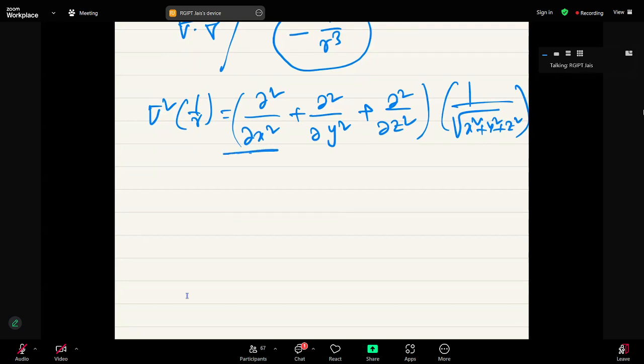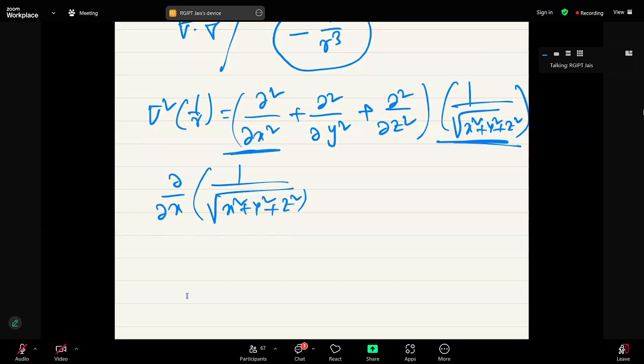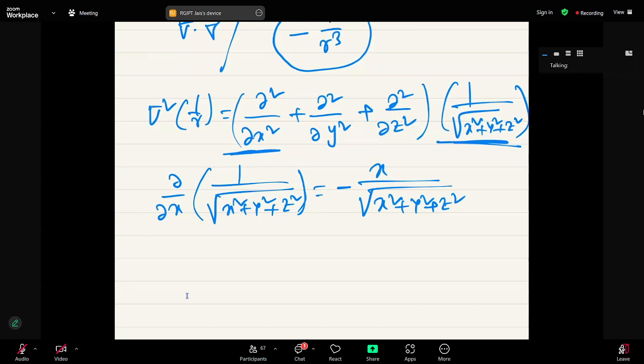Okay, let's first do this term, del 2 del x2 of this one. First let's find del x of 1 by root over x square plus y square plus z square. What will be this derivative? This will be minus x upon x square plus y square plus z square to the power 3 by 2. This is the answer, right?